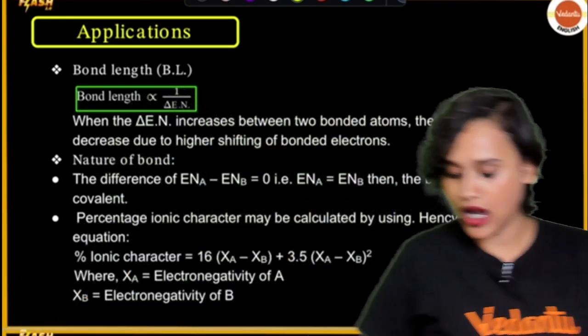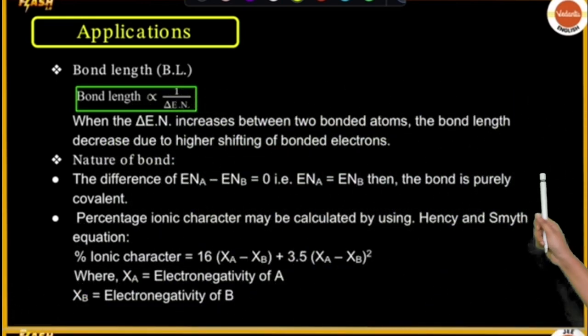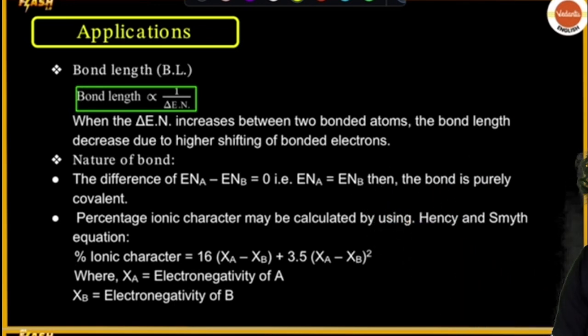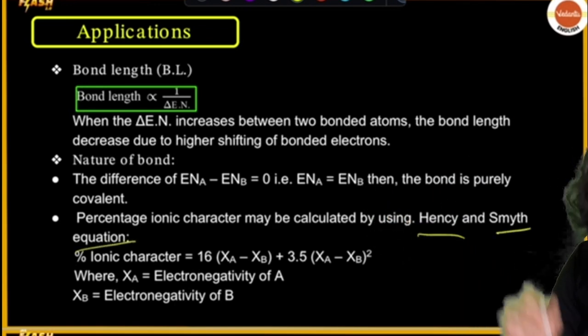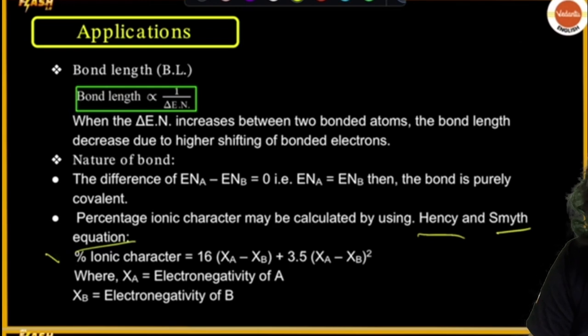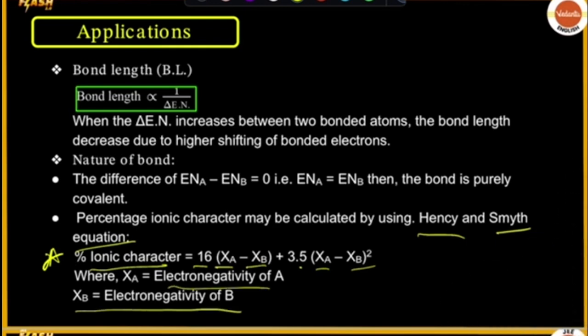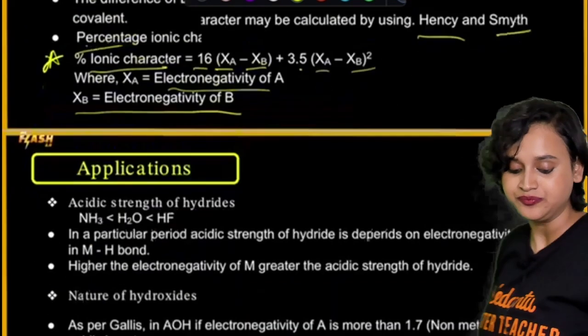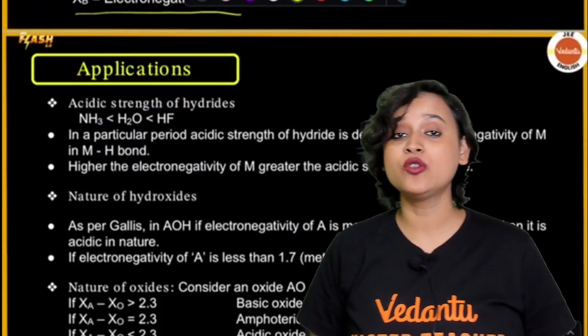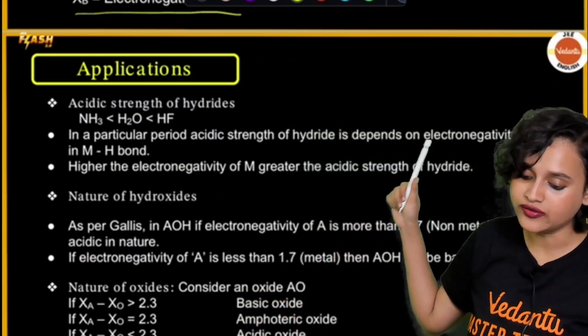Now let us talk about the percentage ionic character, which may be calculated by using the Hannay and Smith equation. This is an equation, please pay attention, everybody. Percentage ionic character is equal to 16 multiplied by (xA minus xB) plus 3.5 multiplied by (xA minus xB) whole squared. Here xA is the electronegativity of A and xB is the electronegativity of B. Got it? Clear?